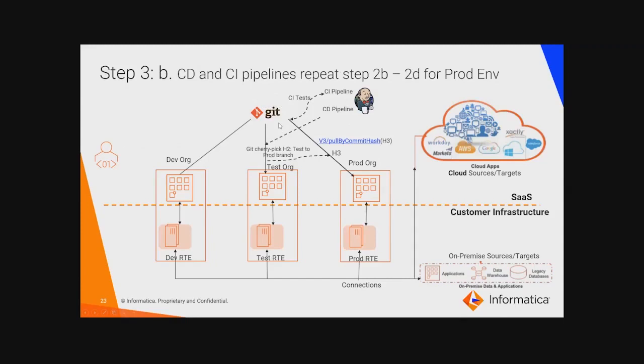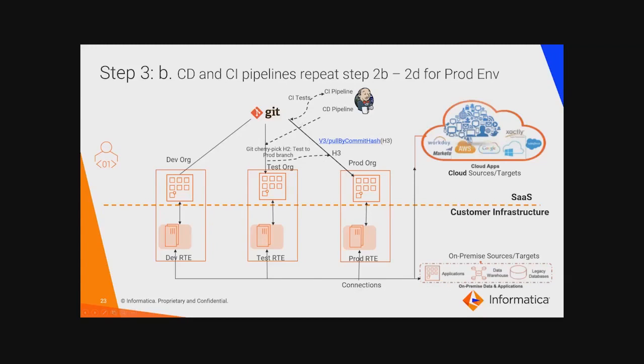Once the CD process starts, there will be three different steps. One will be moving the code from H2 to H3, which means the test branch to the prod branch. And you will see that a CI pipeline will be triggered, and then pull by commit hash will happen again in the prod. This step is again a repetition of what we did in the test org.